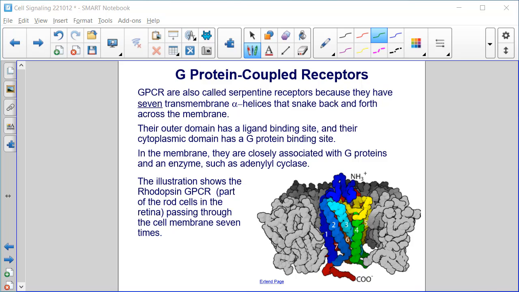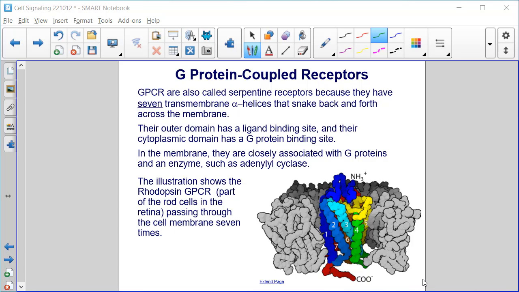The illustration shows the rhodopsin GPCR, which is part of the rod cells in the retina, passing through the cell membrane 7 times. So if we start here at this NH3+ end, we can pass through 1, 2, 3, 4, here's 5, 6 is behind, and then 7, and then we come out this other end here, COO-.